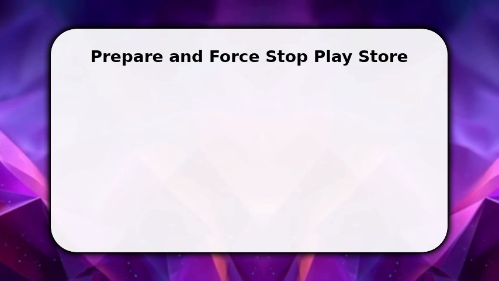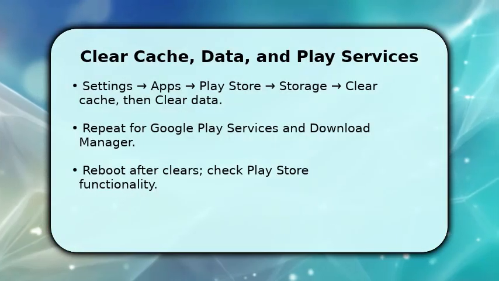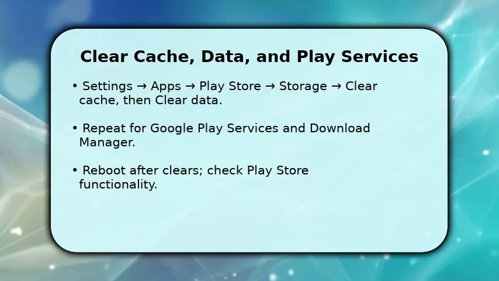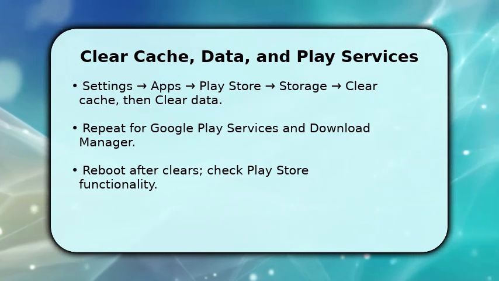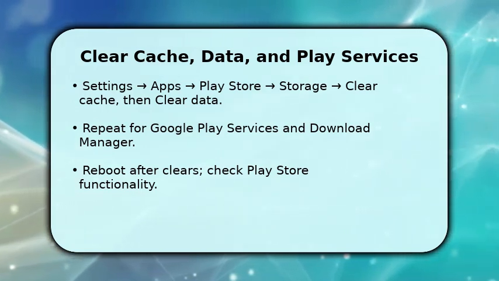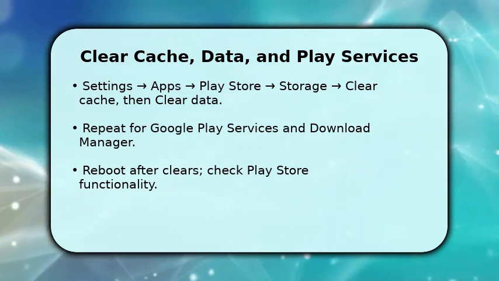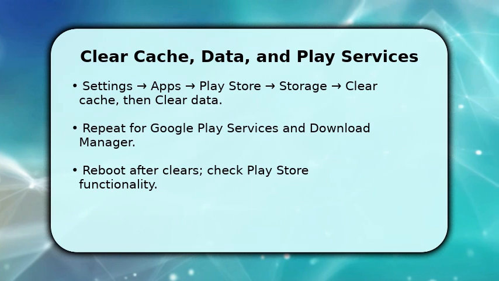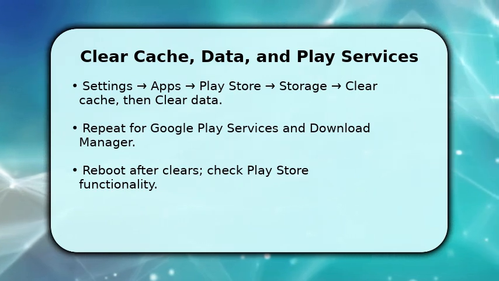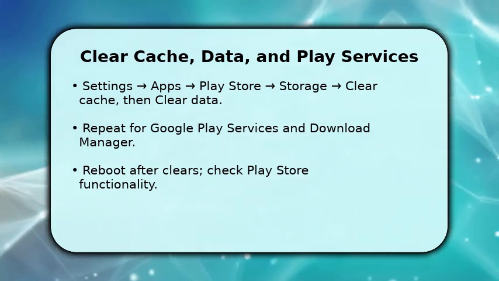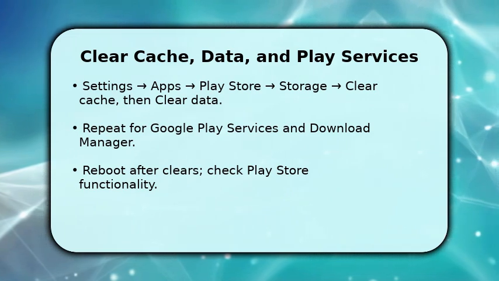After the initial restart, you clear corrupted app storage to remove problematic temporary files. Go to Settings, Apps, open Play Store, tap Storage, clear cache, then clear data so settings reset. Make sure to do the same for Google Play Services and Download Manager, because those tied services often cause crashes when their cache is corrupt.